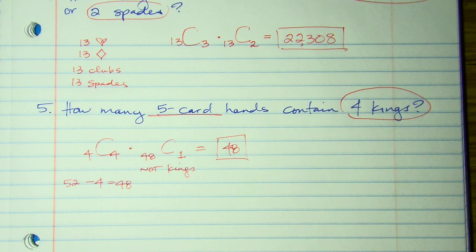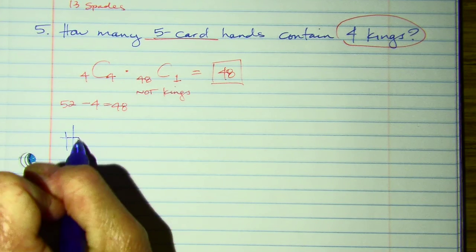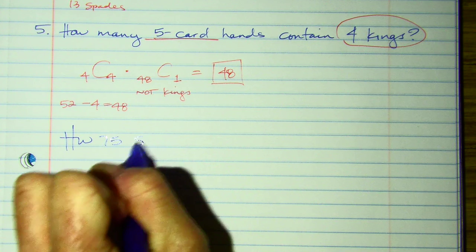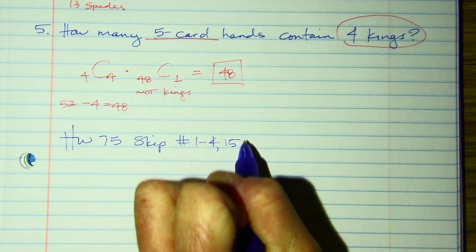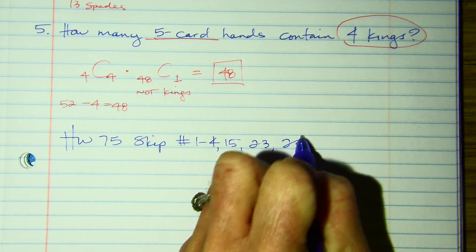All right, so for homework for lesson 75, you're going to skip numbers 1 through 4, 15, 23, and 24. Thank you.